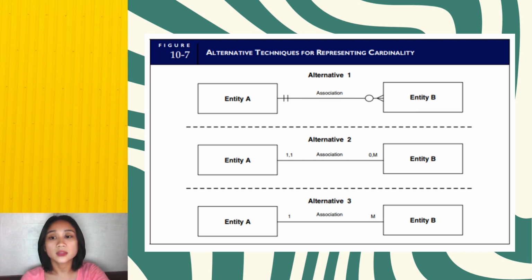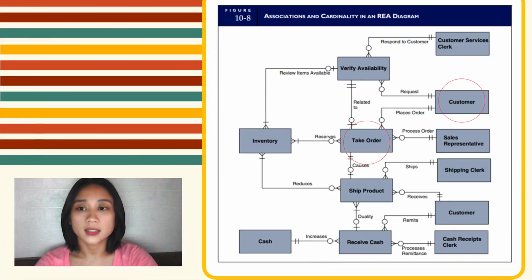But there are times when the cardinality is written right on the association, like in alternative 2 and 3, which represent the 1, the 0, and the letter M. The upper cardinalities for each entity define the overall association. The figure shown on the screen is the association and cardinality in an REA diagram. Figure 10.8 is the revised data for Apex. It was simplified and easier to understand because some redundant instances are eliminated. The crow's foot notation is used here rather than the explicit way.